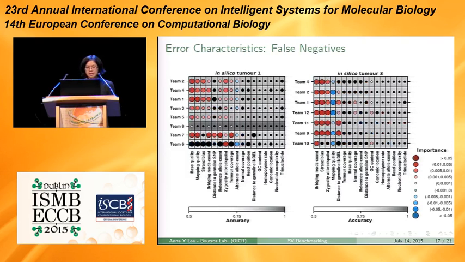And then if we look at the false negative associations, we see features like strand bias, which are positively associated with false negatives in both the first and third tumors. However, there tends to be more agreement across the different teams.